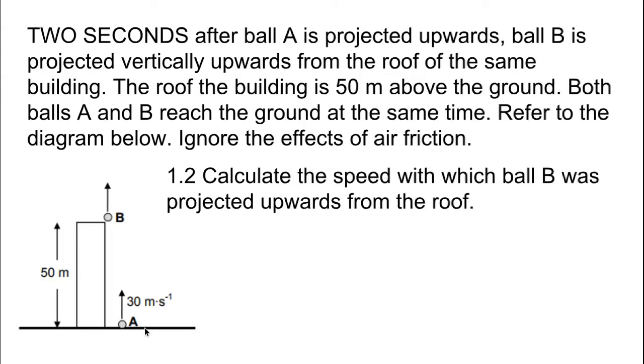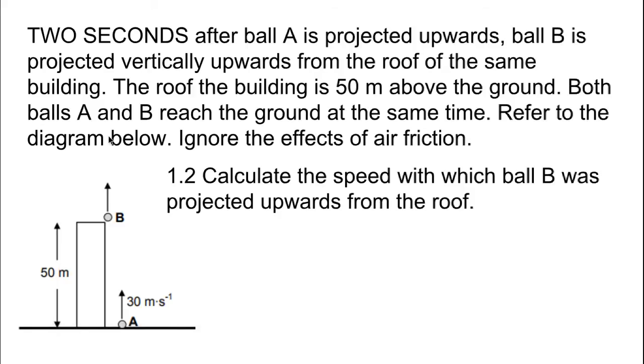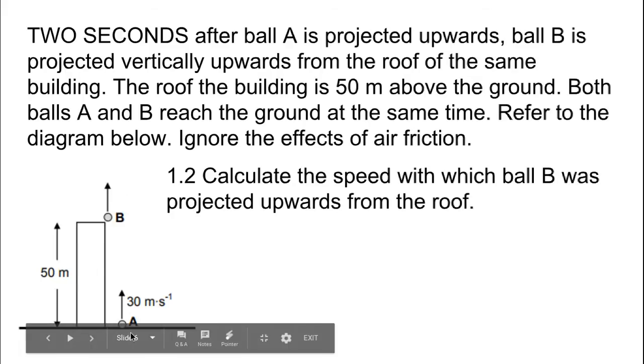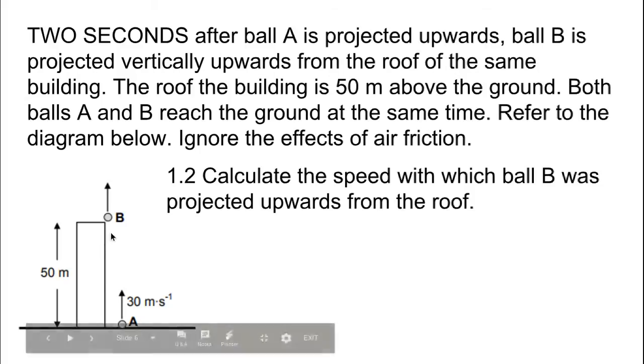2 seconds after ball A is projected upwards, ball B is projected upwards from the roof of the same building. The roof is 50 meters above the ground. Both ball A and ball B reach the ground at the same time. Refer to the diagram below and calculate the speed with which the ball was projected from the roof. So let's go through the different steps.